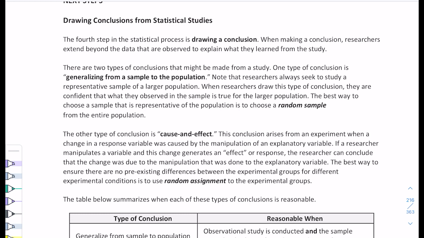So when we're doing an observational study, we want to make sure we have a random sample to be able to generalize from the sample to the population. Typically, when you do experiments, a lot of times the participants are not going to be random, because people will self-select themselves to be a part of an experiment. And that's okay. The part that you want to be random is assigning the treatments.